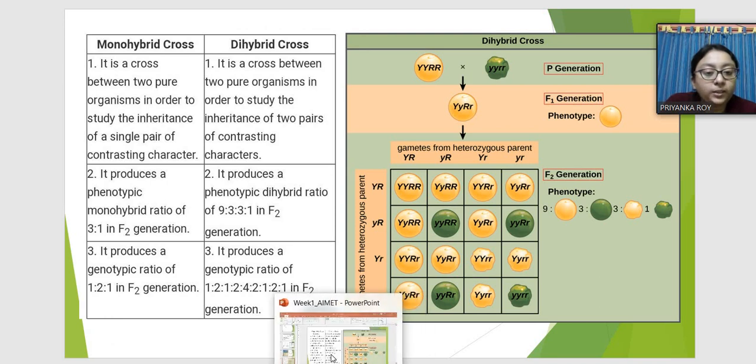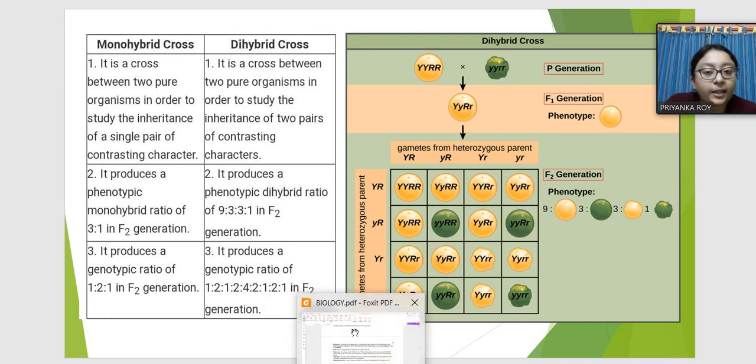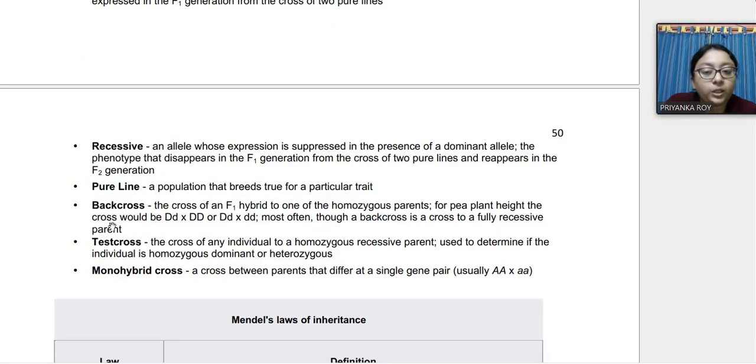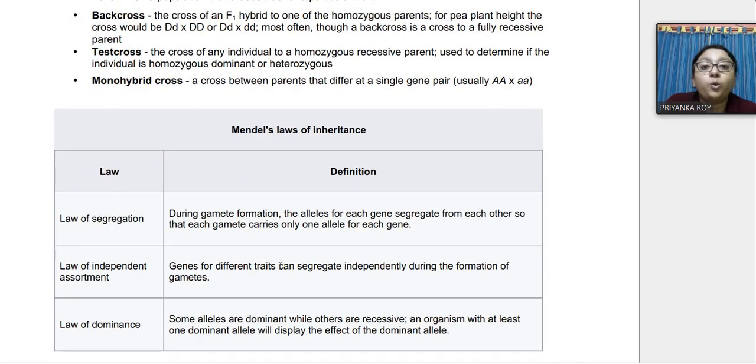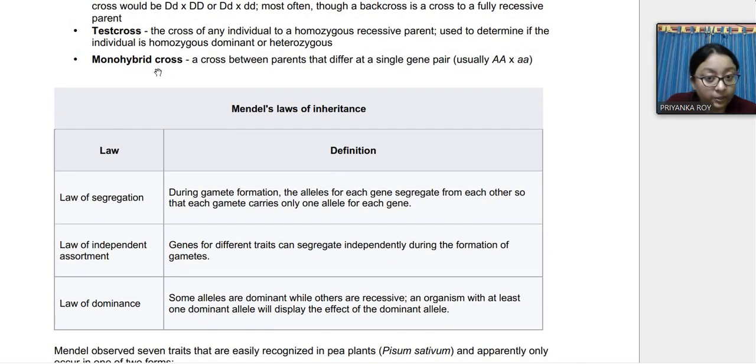Now coming to the monohybrid and dihybrid cross. From up to here, back cross and test cross, I think it is clear that the cross of an F1 hybrid to one of the homozygous parents is the back cross, and the cross of any individual to a homozygous parent to determine whether this individual is homozygous dominant or heterozygous, that we call a test cross. Now coming to a monohybrid cross and a dihybrid cross.